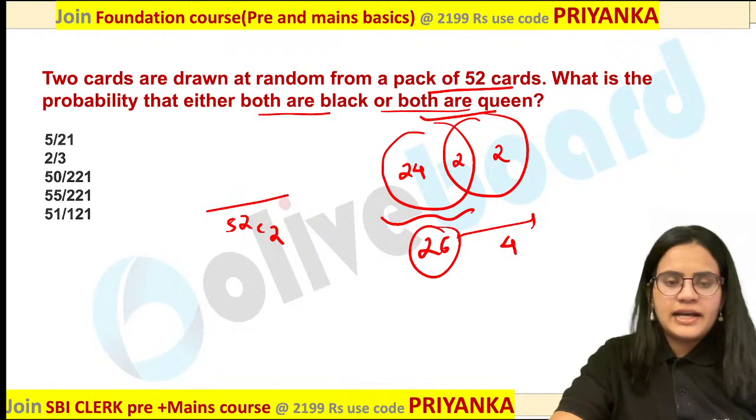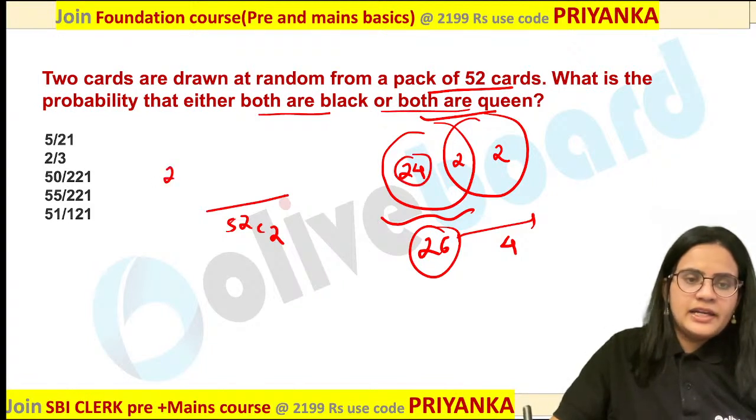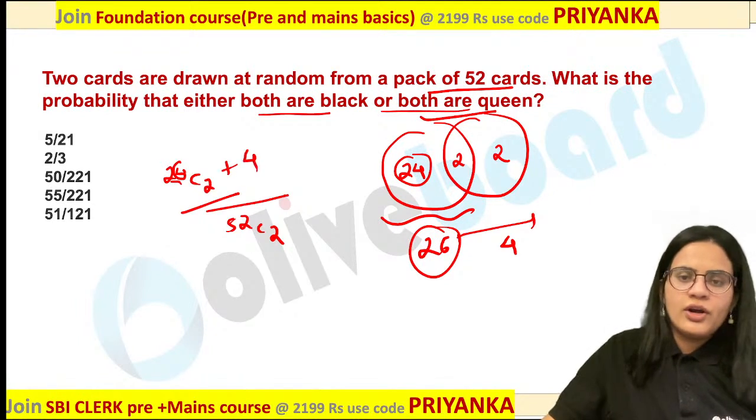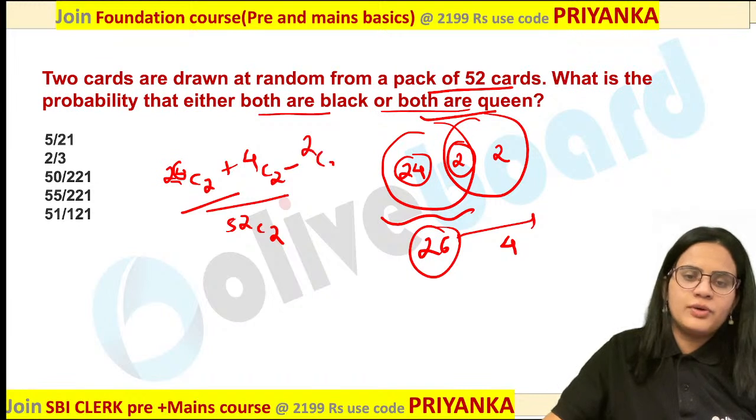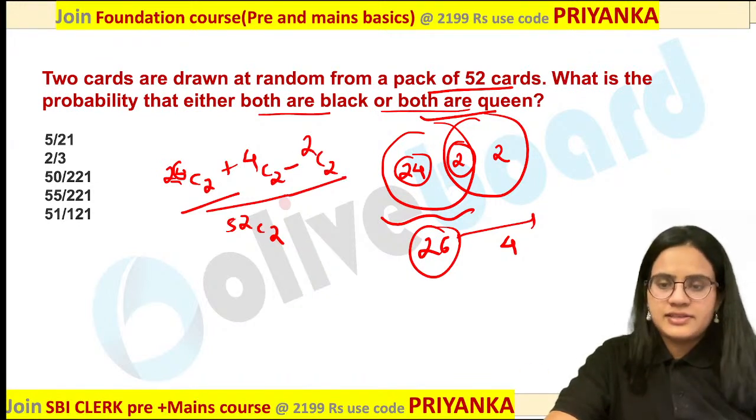Now you have to write down these cases according to your given question. Okay, so you have to either take it from here. So 24, you can write down your value as 26C2, that is nothing but the black card, plus 4C2, that is nothing but the overall queen card over here, minus these cases which are the intersection point over here. Are you getting it? So this is what will give you your final answer.